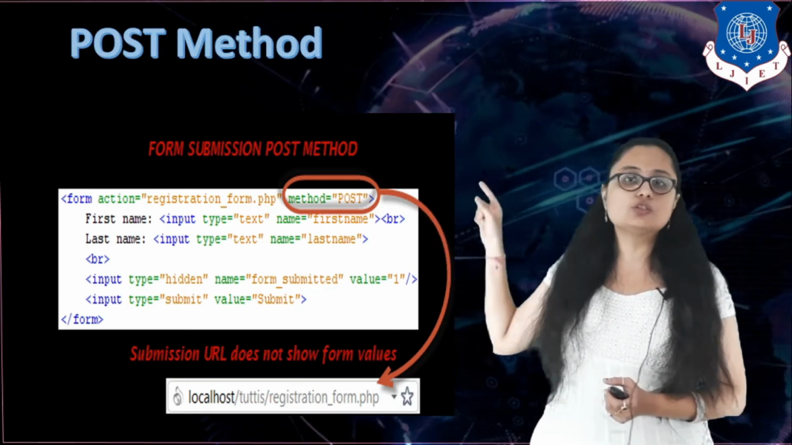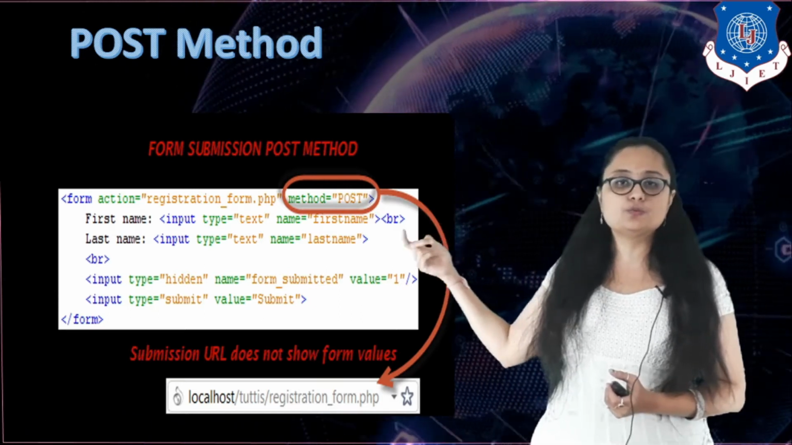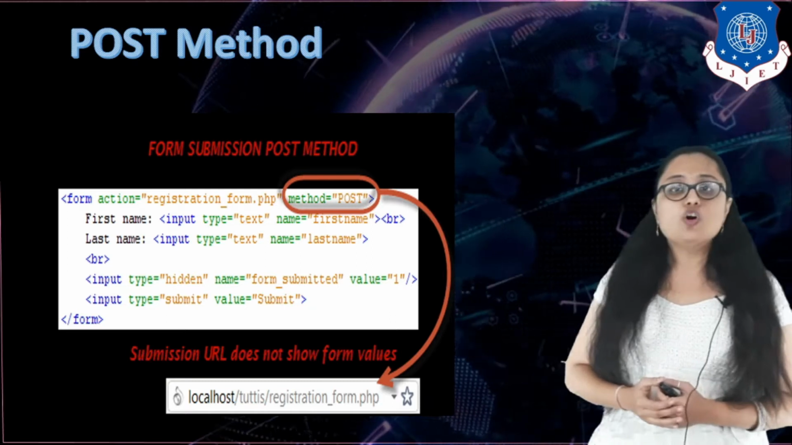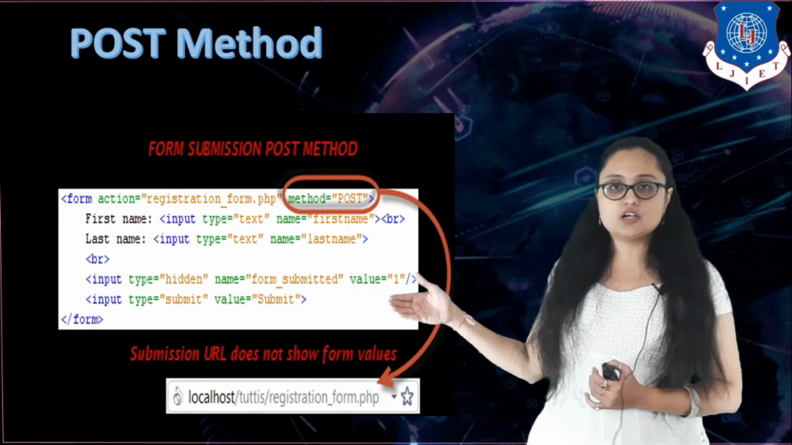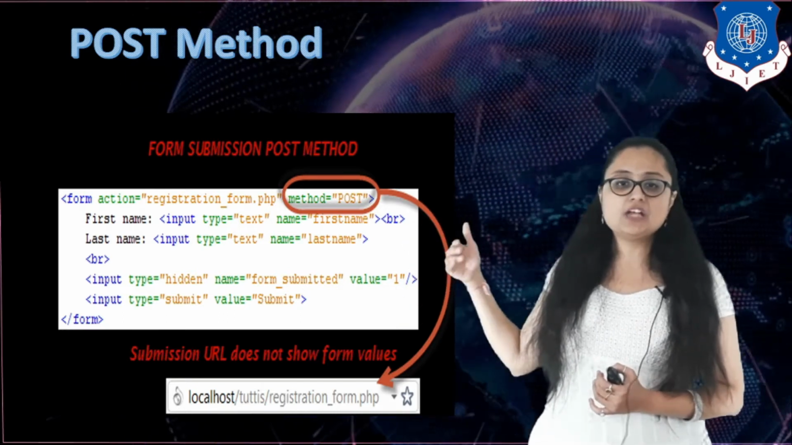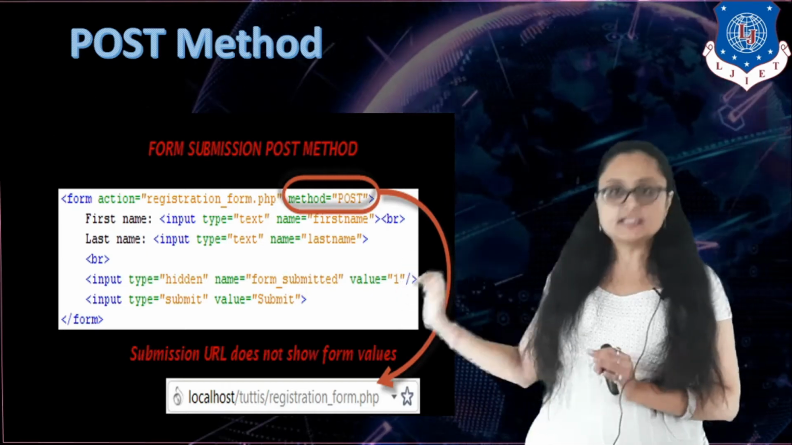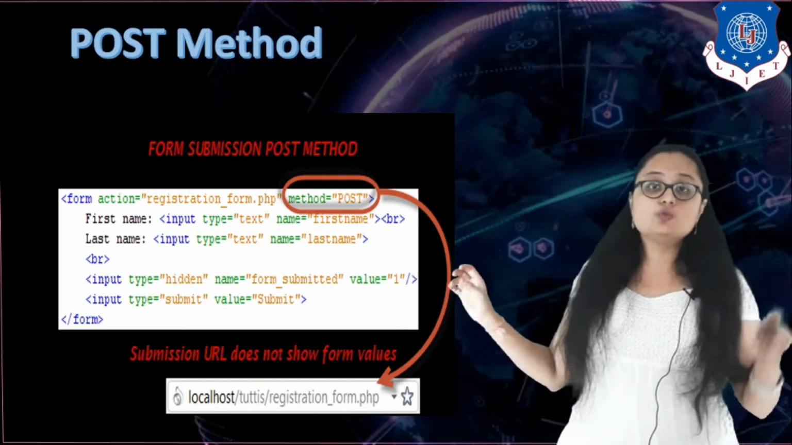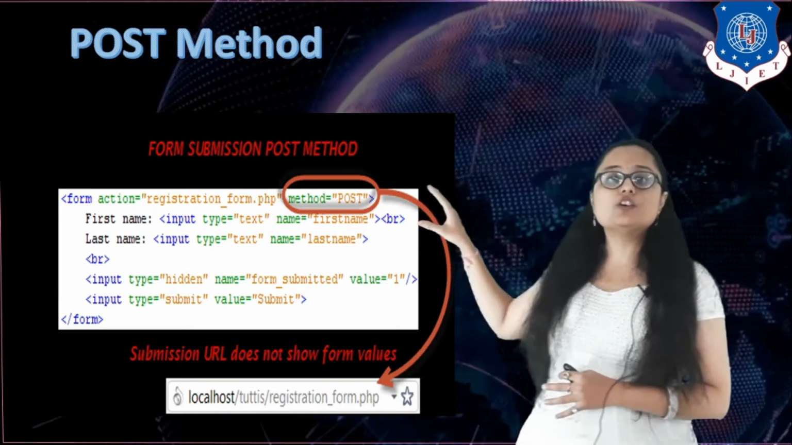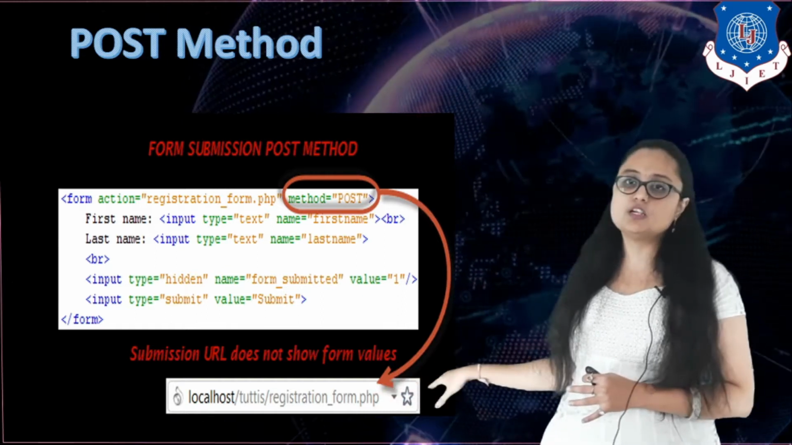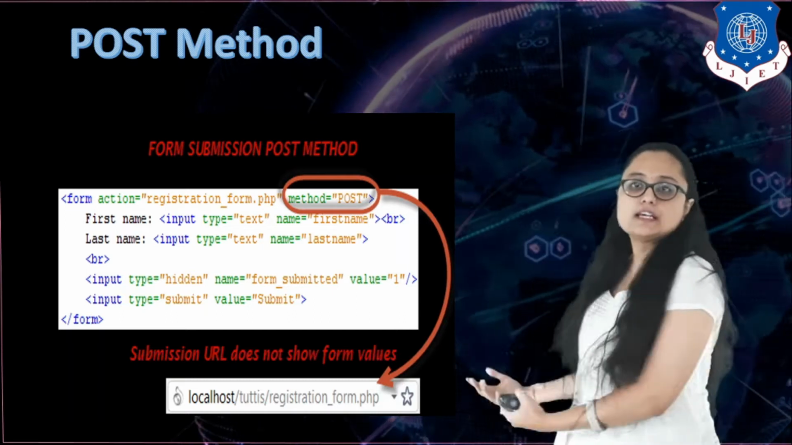So method is equal to get, that we have written in the previous example, whereas here we have written method is equal to post. Again, post you have to write in all capital letters. Also you can see that everything I have written is the same, that is first name, last name and the submit button. Whatever value the user enters and submits, in get you can see that name value pair in the URL, whereas whenever you are using post, the data is invisible in the URL because the data is appended in the message body itself and not in the URL.